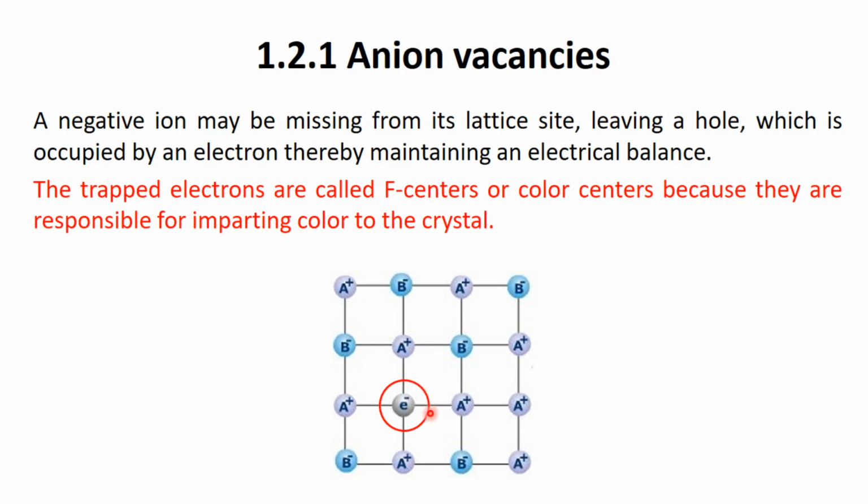So this type of defect is called anion vacancy, as the number of negative B ions is less than that of the pure sample, so stoichiometry is changed now. So that's why it's called a non-stoichiometric defect. And these trapped electrons are called F centers or color centers because they are responsible for imparting color to the crystal.